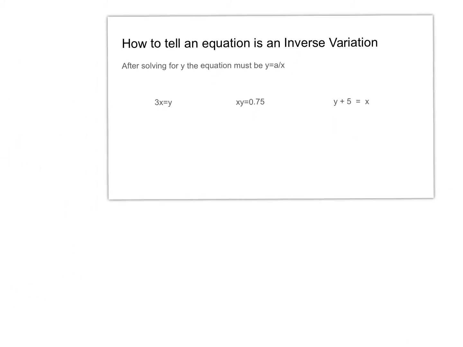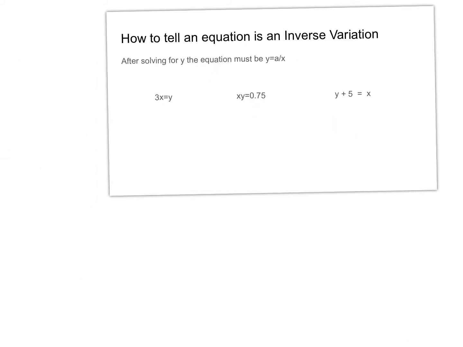All right, so here you go. How to tell if an equation is an inverse variation. Again, just like direct variation, we are going to solve for the y, and your problem has to look like this. So y has to equal some number over x. If it doesn't look like that, you do not have inverse variation.